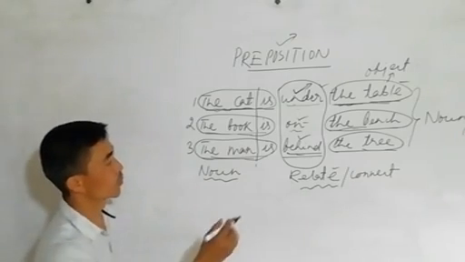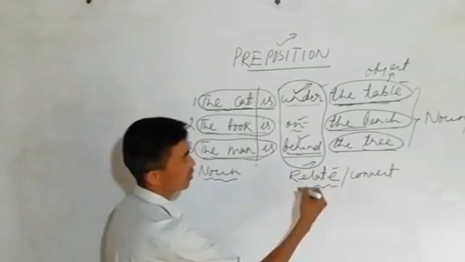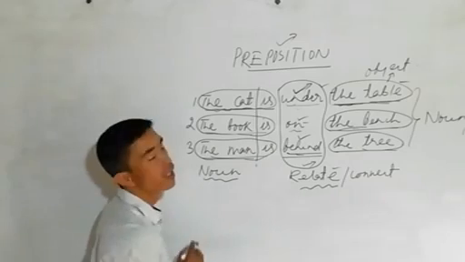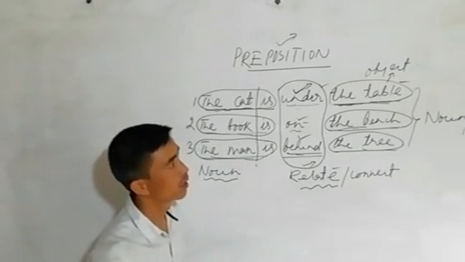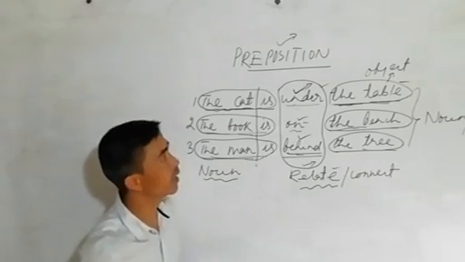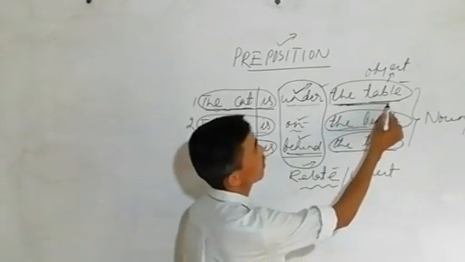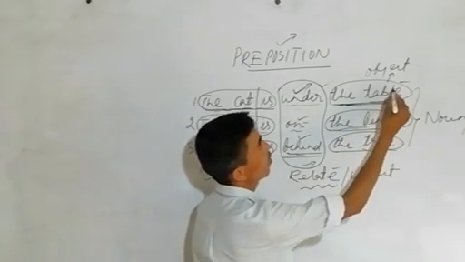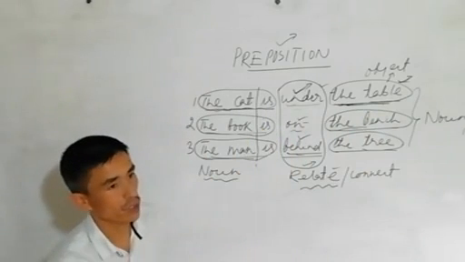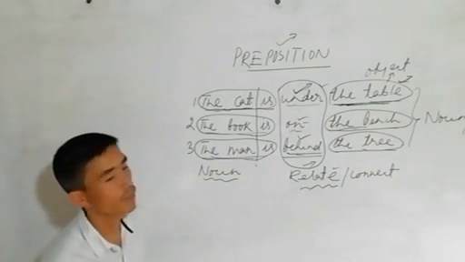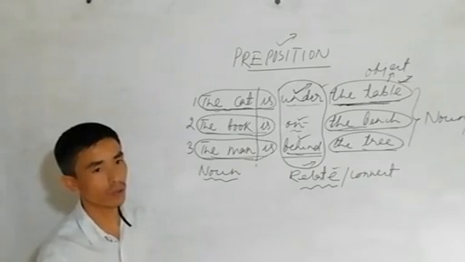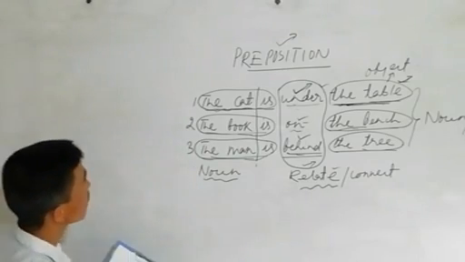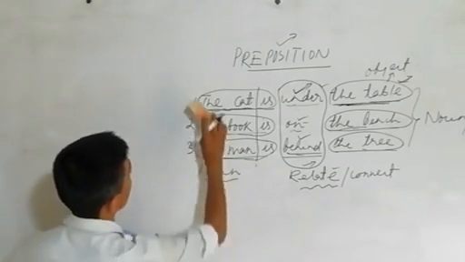Let's summarize. Prepositions are relating words. They relate a noun or pronoun to the other part of the sentence. Number two, we have learned object: whatever noun or pronoun comes after the preposition is called the object of the preposition. Now let's learn another term, that is what we call prepositional phrase. What is a prepositional phrase? Let's see.